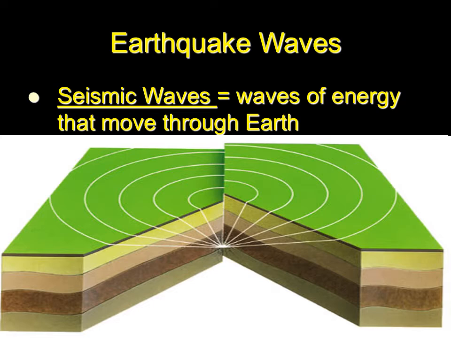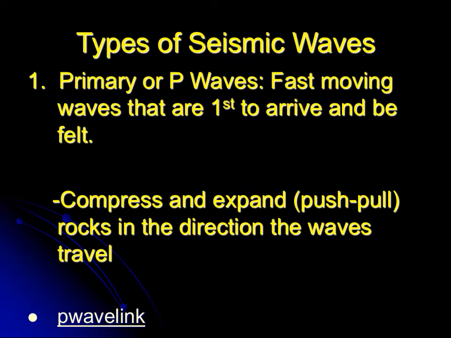There are different kinds of earthquake waves. You have this energy built up, the rock moves, and then the movement of the rock creates a movement of waves. And that's what causes your destruction. Seismic waves are waves of energy that move through the earth, and there are different types. Primary or P waves are fast-moving waves, and they're first to arrive and to be felt. They compress and expand, or push and pull, rocks in the direction that the waves travel. If you type P wave into a Google search, look at any of the little animations, and we'll look at some in class also when we do our plotting of the epicenter. They push and pull in the direction that the wave travels, and you can model these with slinkies.